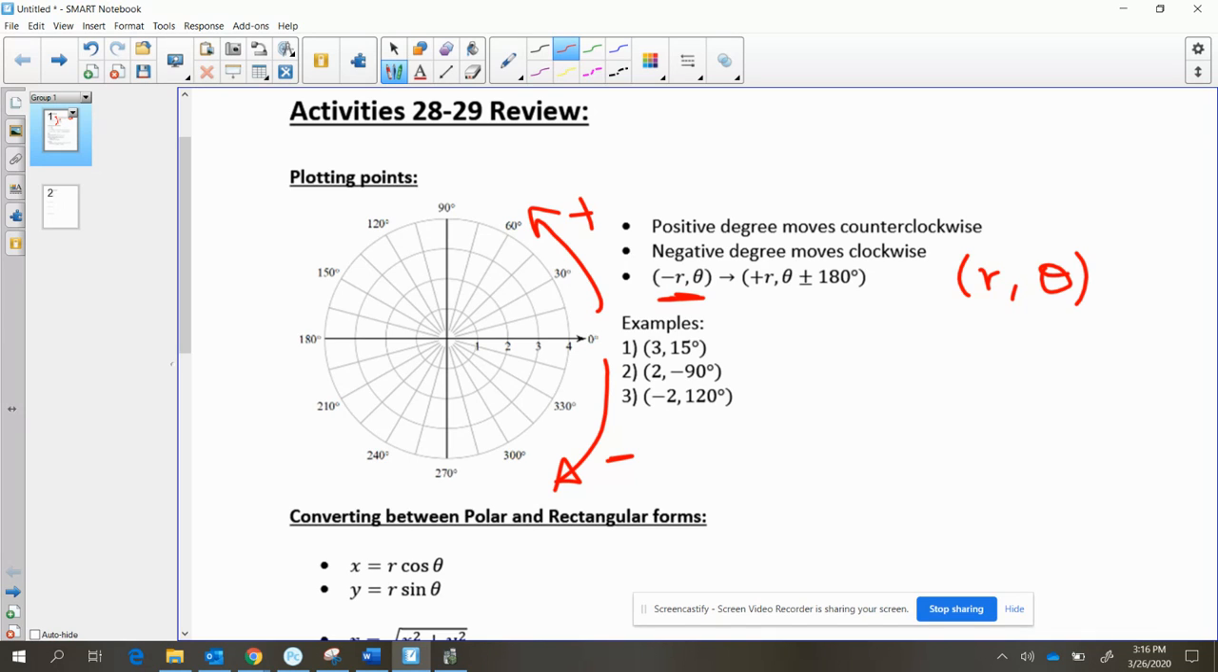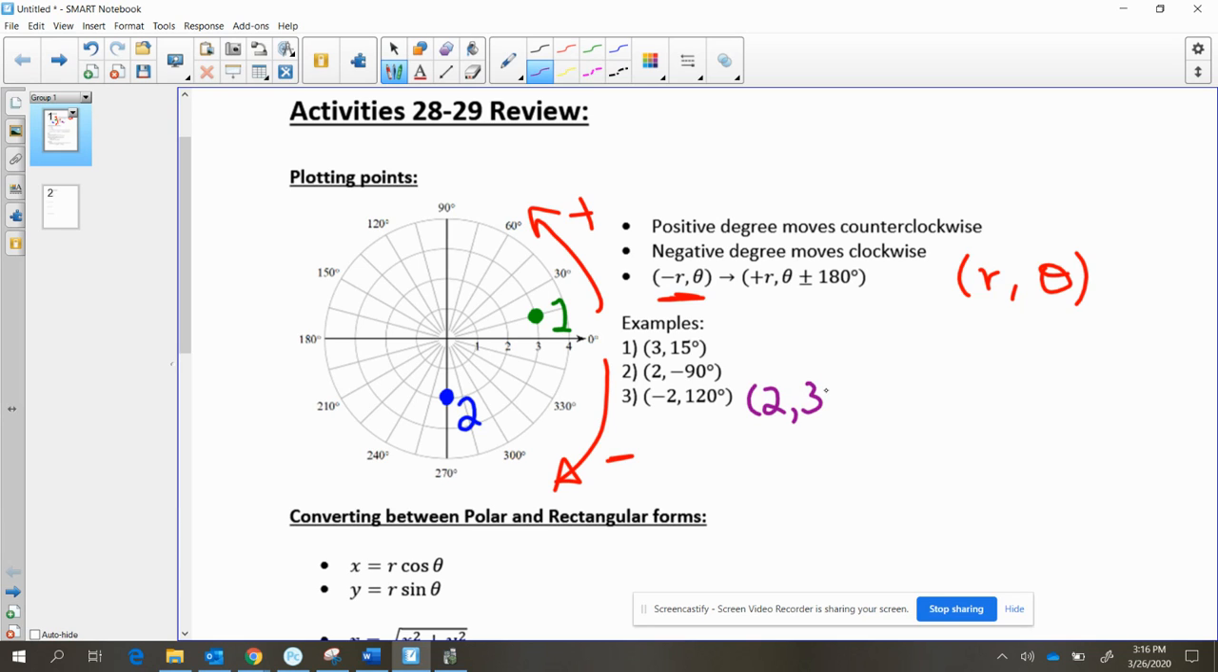So looking at these couple examples that we have here, number one is at 315, so that's positive, so we're going counterclockwise. We have our point 3 units out, the r's for the radius, this would be point 1. Point 2 then is 2 comma negative 90, so we'd be going clockwise this time. 2 units out from our center, here's point number 2. And then last but not least, point number 3, to make that into a positive r value, again, we would want to add or subtract 180.